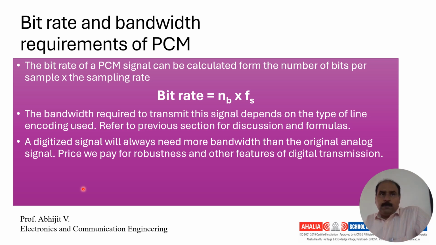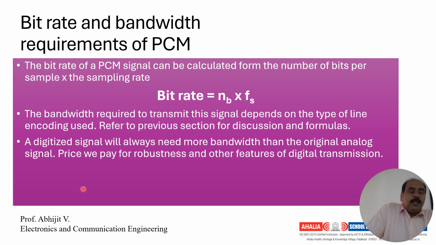Next is a very important topic. We are going to define bit rates and bandwidth requirements for pulse code modulation. What is bit rate? The bit rate of a PCM signal is calculated by the number of bits per sample into the sampling rate, Fs. The bandwidth required to transmit this signal depends upon the type of line encoding used. You can refer to our previous sessions for more details about bandwidth, because we have already dealt with that.